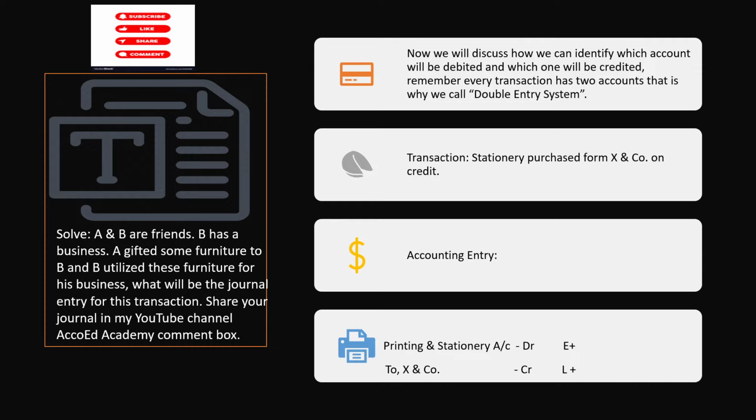I hope the analysis, the logic of debit and credit, is clear to you now. This means you are increasing expenses by debiting the printing and stationery account and increasing your liabilities by crediting X and Company.